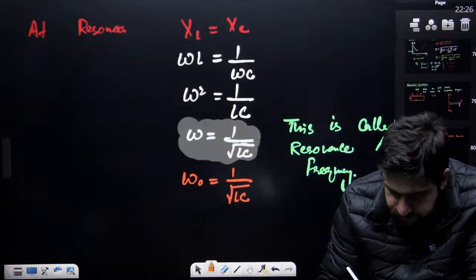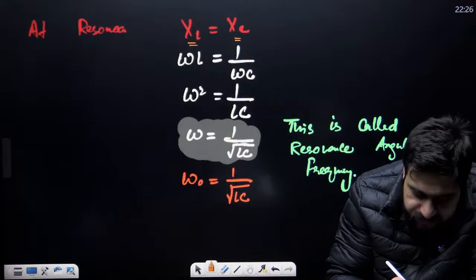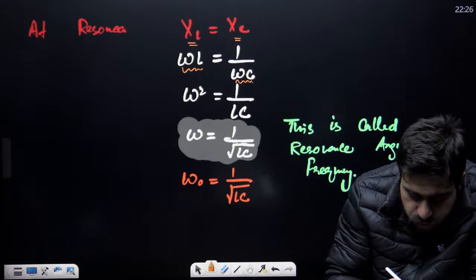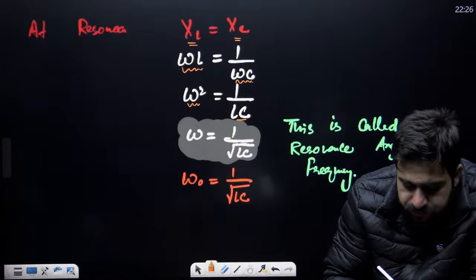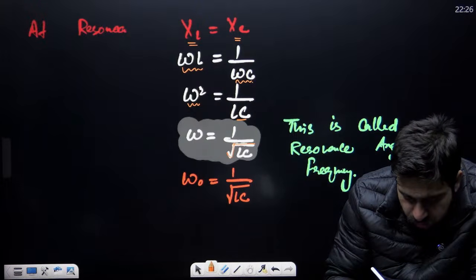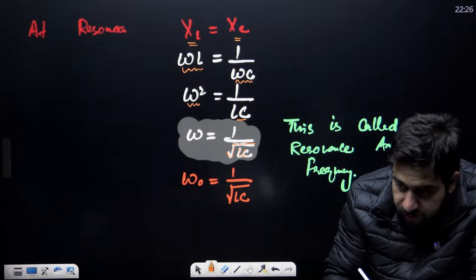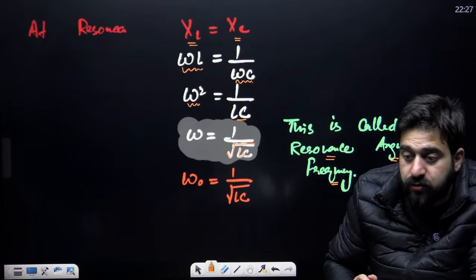One more important thing. When XL is equal to XC, you can write omega L equals 1 upon omega C. Take this omega here, so it will become omega square. Take this L here, it will become 1 upon LC. So omega will be 1 divided by the square root of LC. This is called the resonance angular frequency.